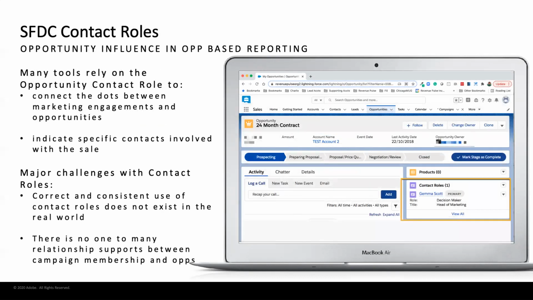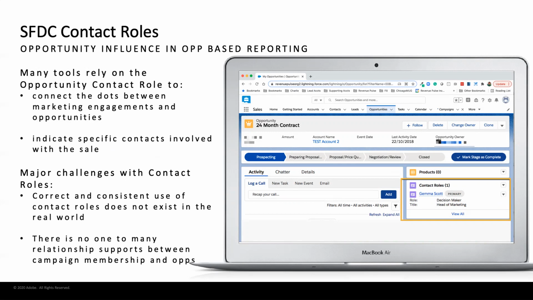All right, contact roles on the opportunity. A lot of systems require that there be a contact role, or a person with a contact role, on an opportunity in order to connect the dots between that person, their marketing touches, and the revenue. Not all attribution tools function this way. Many are moving away from it because they recognize that there are several pitfalls with this.